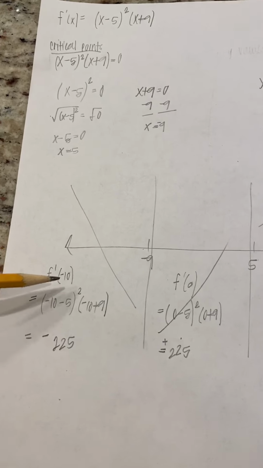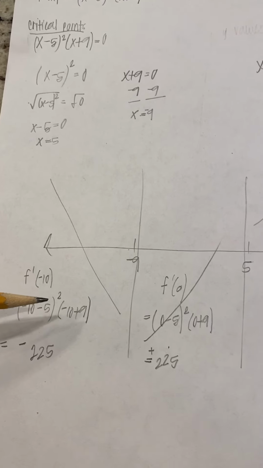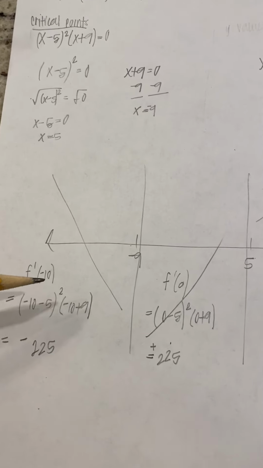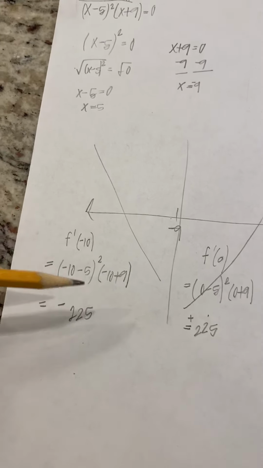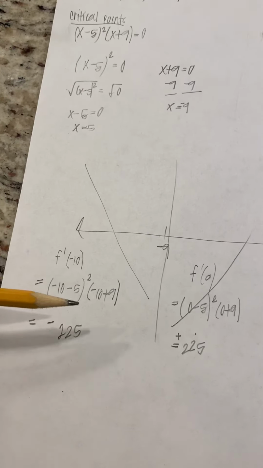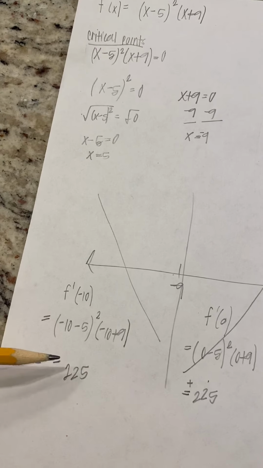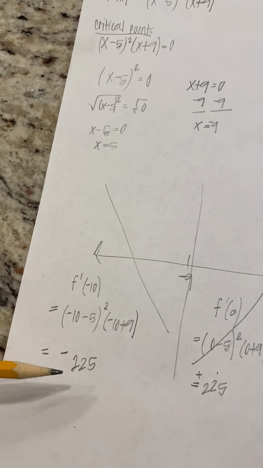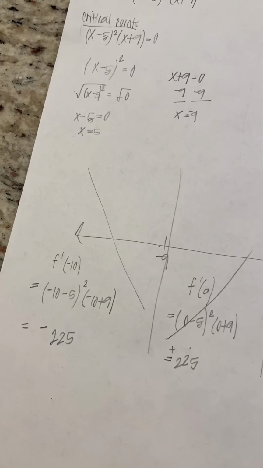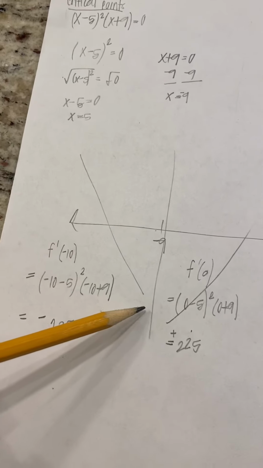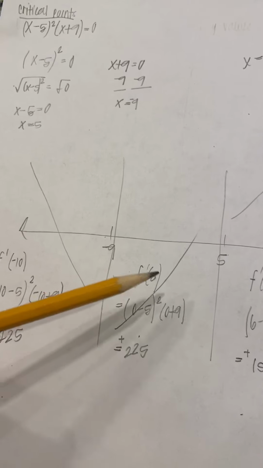So I chose to plug negative 10 into the derivative. Now negative 10 is just a random number inside that interval. I did not have to use negative 10. I could have used negative 11, negative 12, negative a million, okay? But I just thought negative 10 was pretty easy. And whatever sign I get as the answer will tell me whether I'm increasing or decreasing. So since on that interval I plugged into the derivative and got a negative, I know on that interval I'm decreasing, okay?